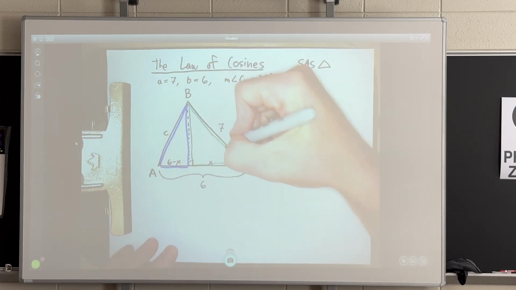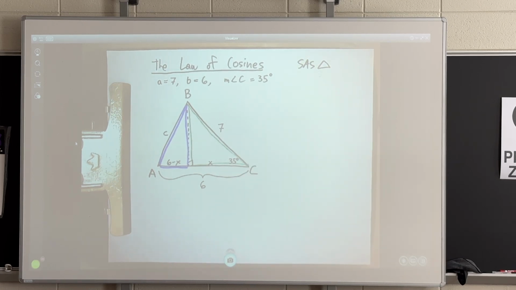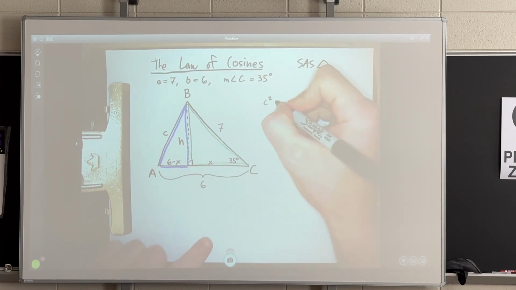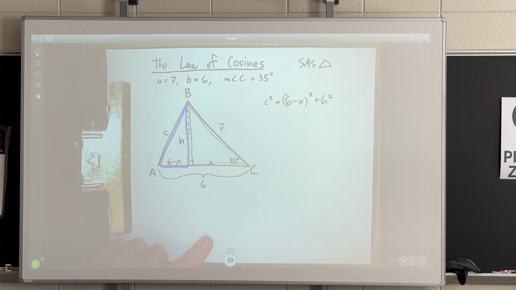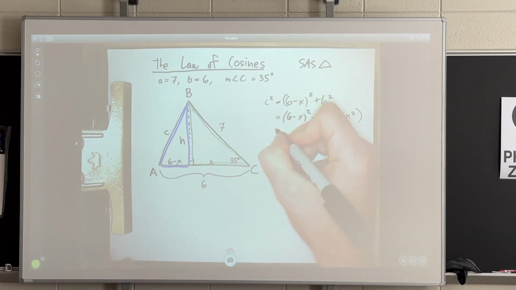And then we can give this altitude a name. We can call it h, which is kind of standard. And now what can be said about this situation? Well, looking at the blue triangle, clearly c squared is just (6 minus x) squared plus h squared. And then you can replace h squared using the green triangle with what it is, which is just 7 squared minus x squared. And here I'll keep it sort of general by continuing to write it as 7 squared.